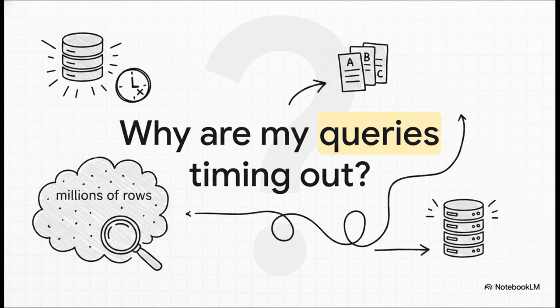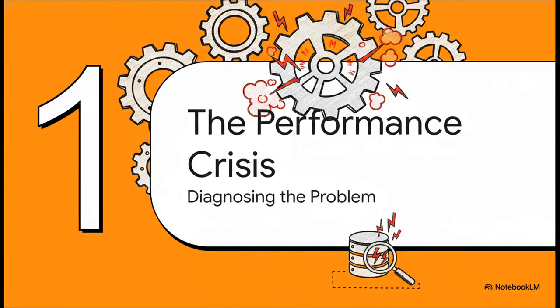You've got a table with millions, maybe tens of millions of rows, and a simple select query that used to be instant now takes forever to run. And let's be real, this isn't just some minor inconvenience. This is a full-blown scalability crisis just waiting to happen. So what's actually going on under the hood that's causing this crippling slowdown? Well, before we can find the solution, we have to really understand the problem.